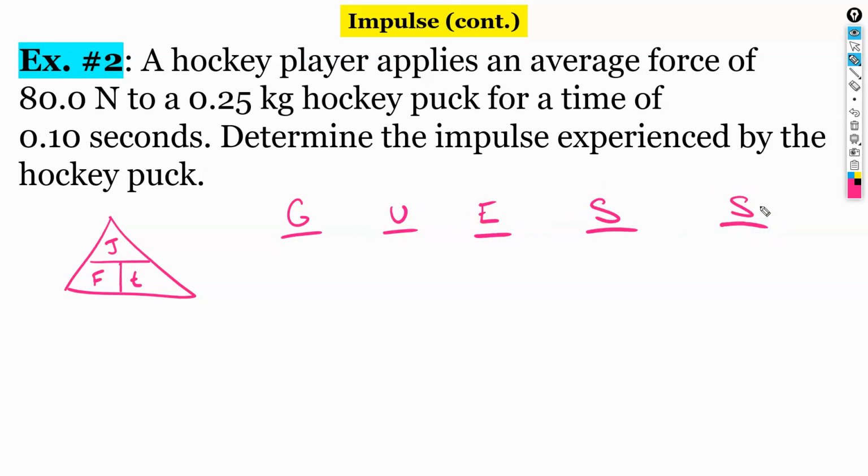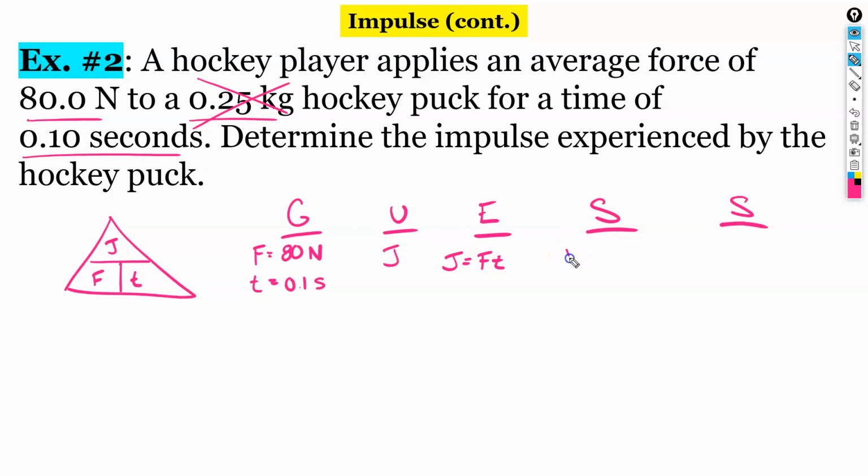Okay, so our givens. So we've got a lot of information here. We have newtons, we have a mass, we have a time. Guess what? We don't need the mass because that's not in our equation. So we have a force of 80 newtons. We have a time of 0.1 seconds. Our unknown is the impulse, which is J. Our equation is just going to be J equals force times time.